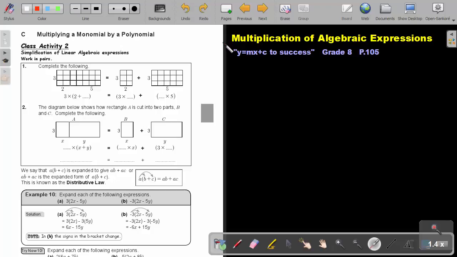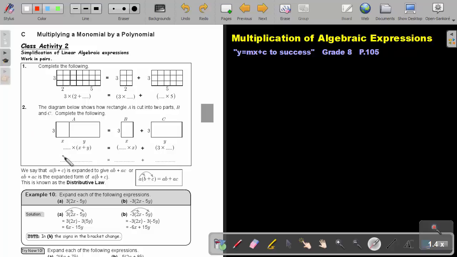Part 7. We're going to continue with multiplication of algebraic expressions. You will find this on page 105 in the Namibian Mathematics Grade 8 textbook. Now, let's look at multiplying a monomial by a polynomial.